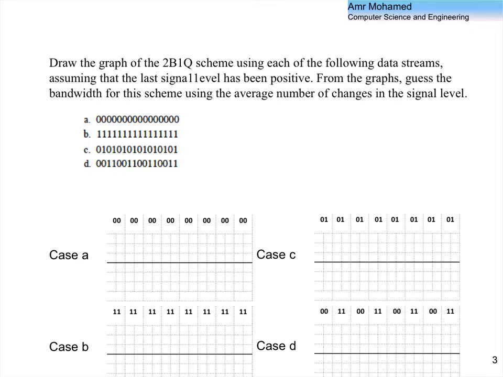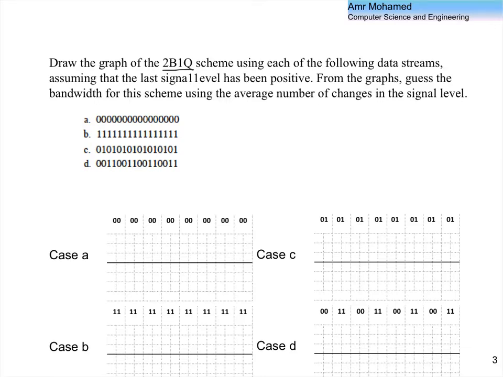So the first exercise here talks about how to draw the signal using a specific line coding scheme, which is 2B1Q. For 2B1Q, we know that we have how many bits? 2, and we have how many signal levels? 4. Okay, so 2 to the power m is exactly equal to the number of signal levels. So here we are required to draw the digital signal for these 4 cases.